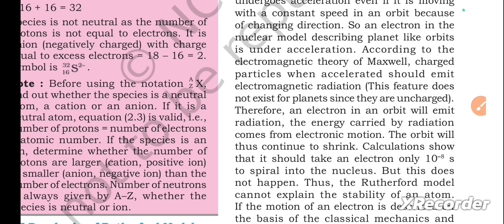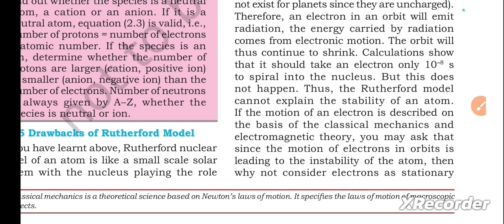The energy carried by radiation comes from electronic motion. The orbit will thus continue to shrink. Calculations show that it should take an electron only 10 to the power of minus 8 seconds to spiral into the nucleus. But this does not happen. Thus, the Rutherford model cannot explain the stability of an atom.